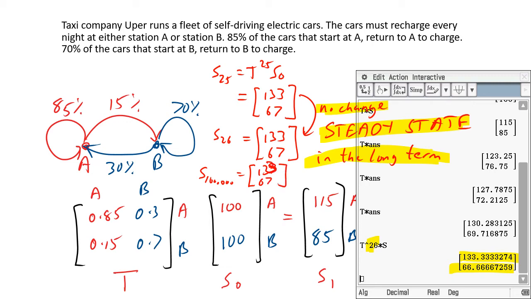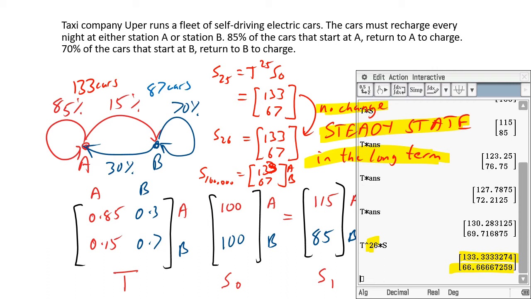What would that mean if you're actually running a taxi company? Look, if I started, and remember this is A and B, if I had 133 cars here, and I had 87 cars here, that's the perfect setup. It won't change.